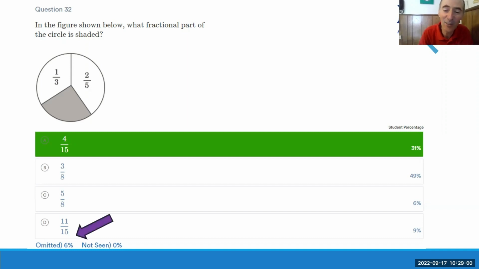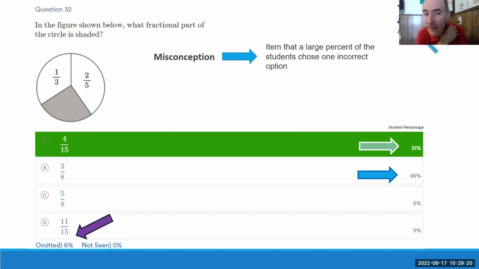Yeah, exactly. And that's exactly where we were going with this. So the few people omitted this question, but only 30% of the class got it right. Half of the class went for this particular distractor, this incorrect option. And so there's a misconception here. In fact, there are probably 2 misconceptions, because a large number of the students are choosing a precise, the same incorrect option.